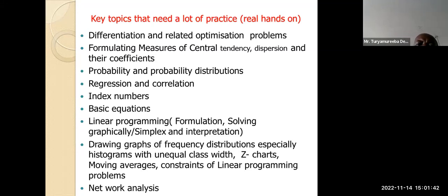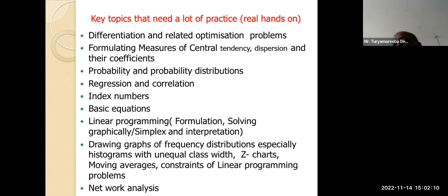and measures of central tendency, dispersion, and the coefficients, probability and probability distributions, regression and correlation. You have to do a lot of practice. Because eventually, you will not need to read the list of formulae. You will use the formula many times and it goes to the long-term memory. And every time you meet the question, you just start. Index numbers.